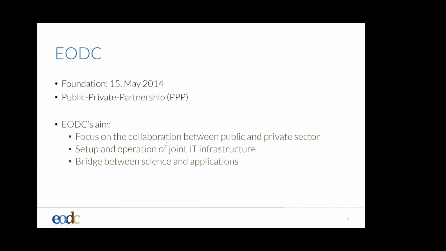So therefore, from the very beginning, this collaboration for the public and private sector was very important. And what we're aiming at is setting up joint IT infrastructure. So we have quite a number of infrastructures available in Austria. But what we do is we expand this infrastructure in a manner that it facilitates the use of Earth observation data. So for example, we have quite a large supercomputing facility at the university available for researchers to process and analyze their things.